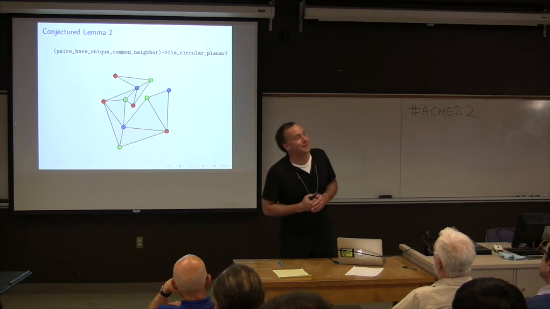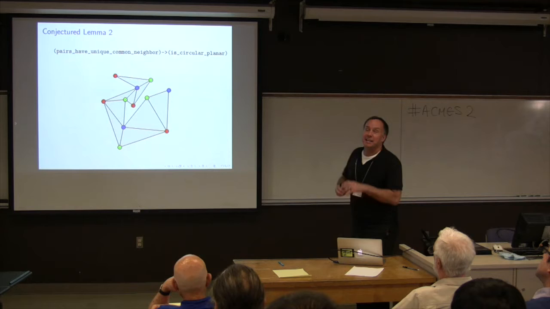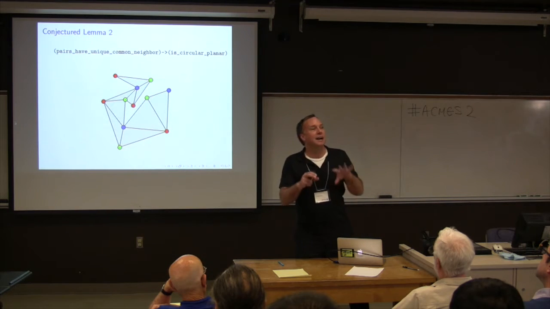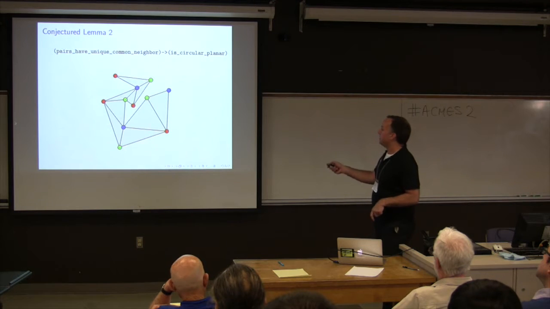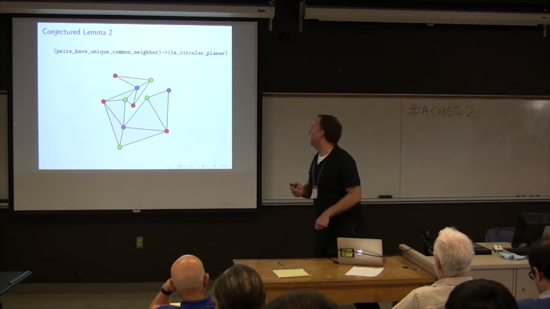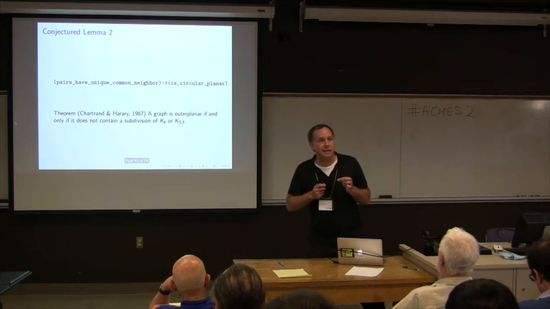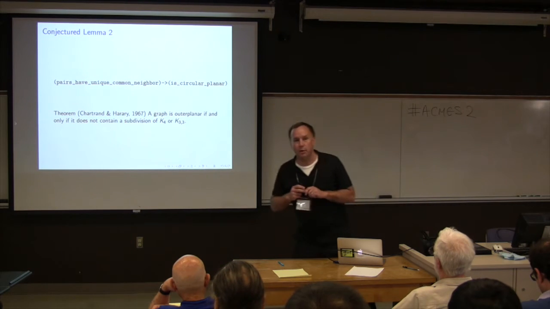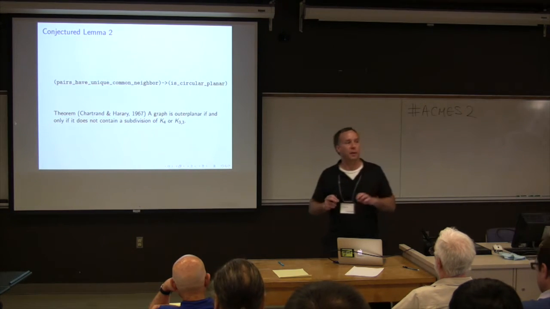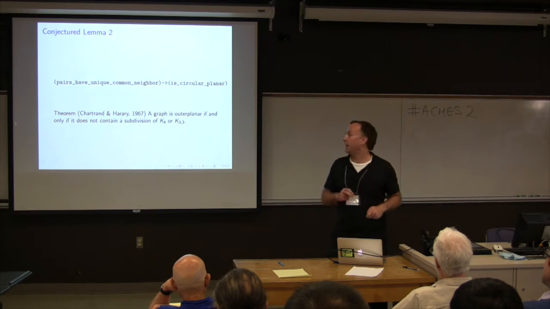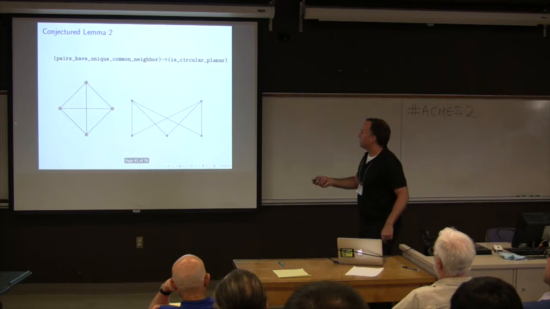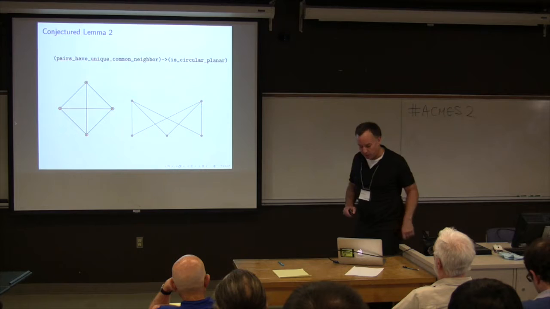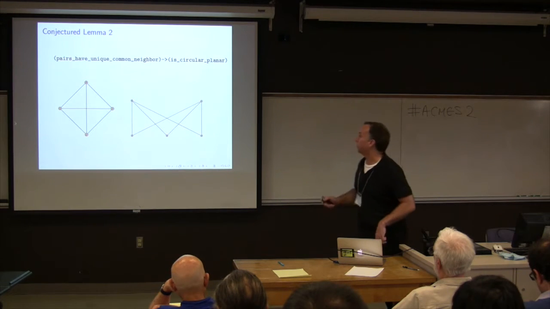Circular planar or outer planar means that the graph can be embedded in the plane and all of the vertices are contained in some face. Here it's the outer face. Okay? The main idea here is a theorem of Harary and Chartrand that says a graph is outer planar if and only if it doesn't contain a K4 or a K2,3. A K4 is the complete graph on four vertices, and a K2,3 is the complete bipartite graph with 2 on one side and 3 on the other.